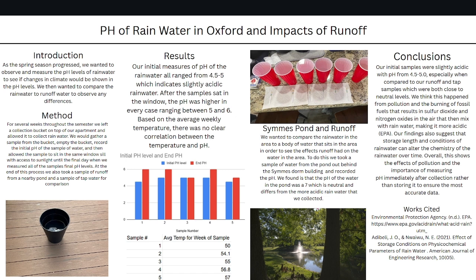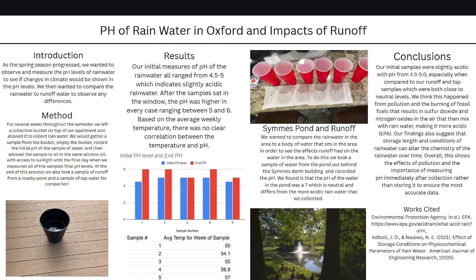We think this happened from overall pollution and the burning of fossil fuels that results in sulfur dioxide and nitrogen oxides in the air that then mix with the rainwater and get into the collected water that's coming from the sky, overall making it more acidic. And this would explain why it's more acidic than the others.